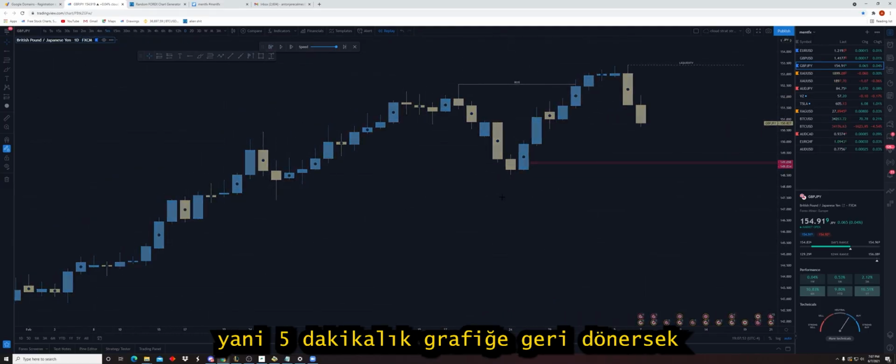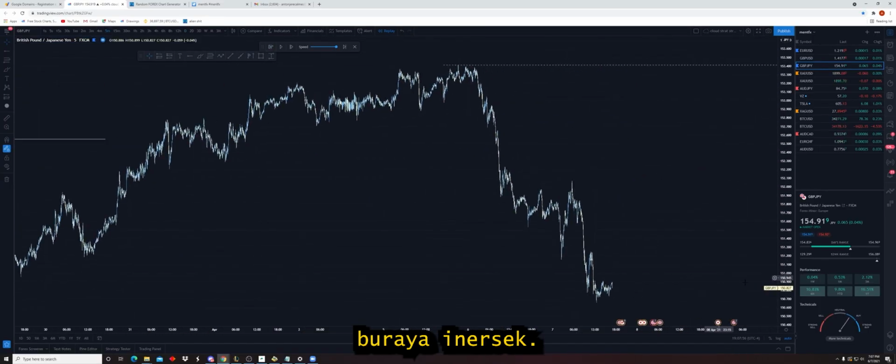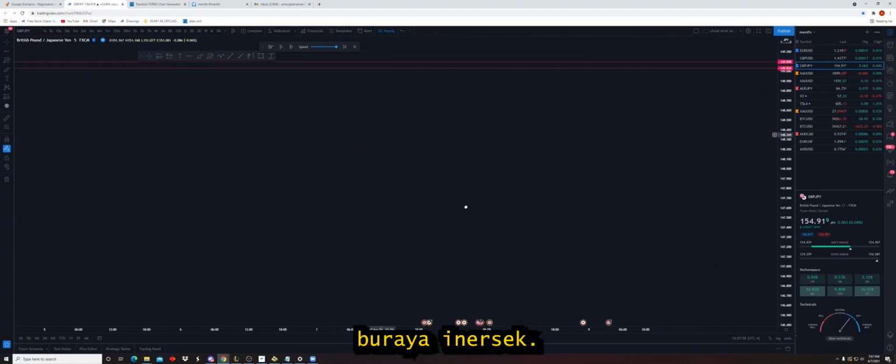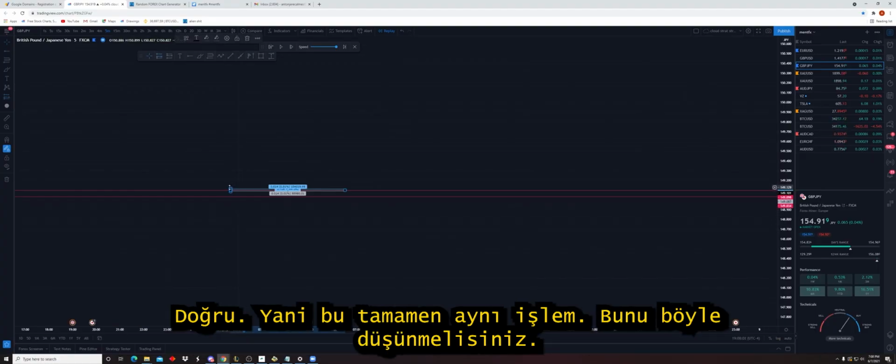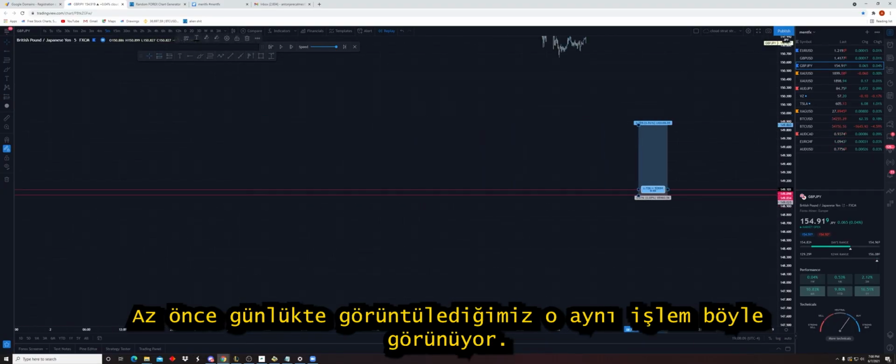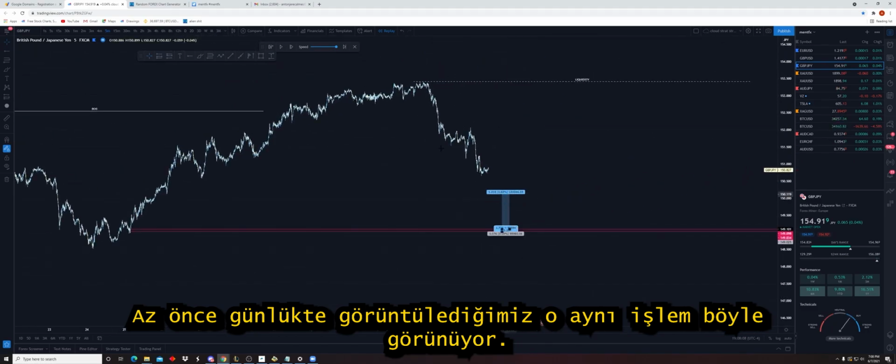So if we go back to the 5-minute chart, we go down here, right, it's also fully valid to look for some kind of buy opportunity just like this, right? So this is the exact same trade. This is how you have to think about it. The exact same trade that we just viewed on the daily is seen like this, right?